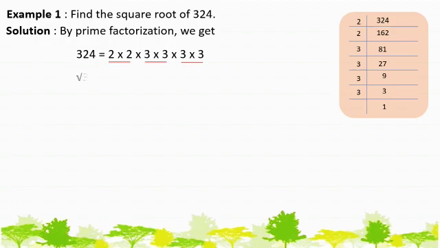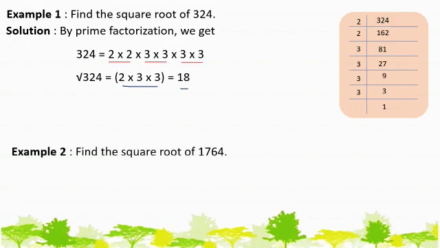Now next step. Select one factor from each group and multiply. That is, square root of 324 is equal to 2 into 3 into 3 is equal to 18. So we can say that square root of 324 is equal to 18.